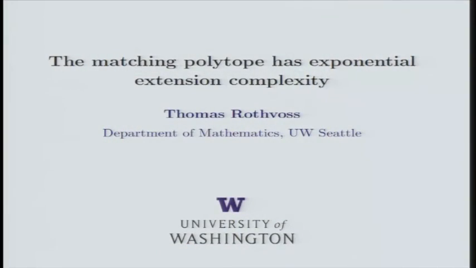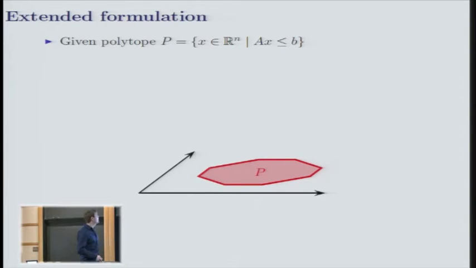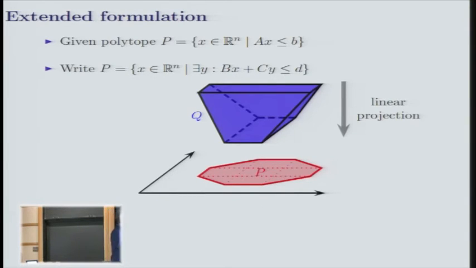Okay, so I want to talk a little bit about the extension complexity. Now, what's that? Imagine you have a polytope, and typically, in optimization, you write a polytope as all x that satisfy some linear system of inequalities. But you could also write a polytope in a different way. You could add some extra variables y, and then write your polytope as all x so that there is a y so that you satisfy some other system of linear inequalities.